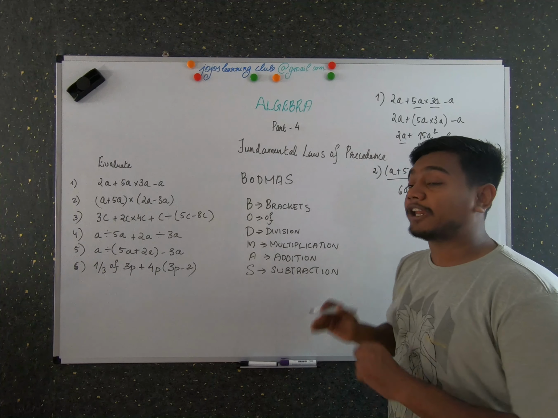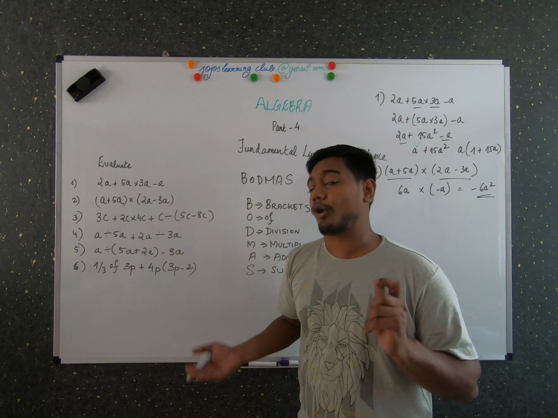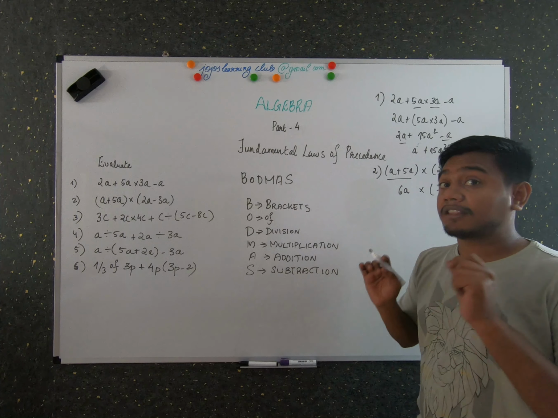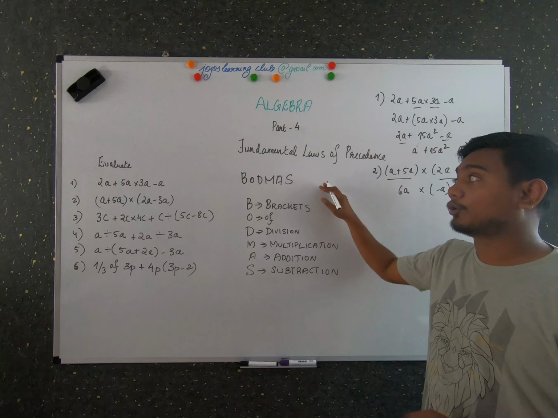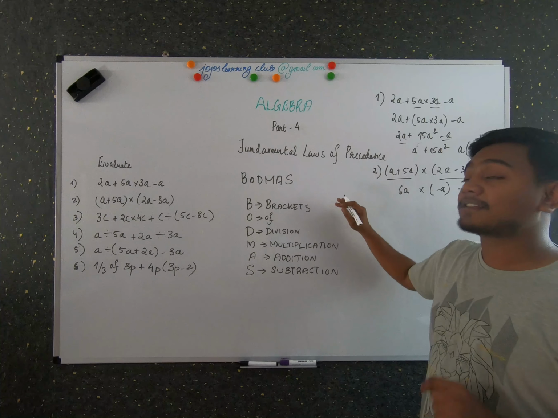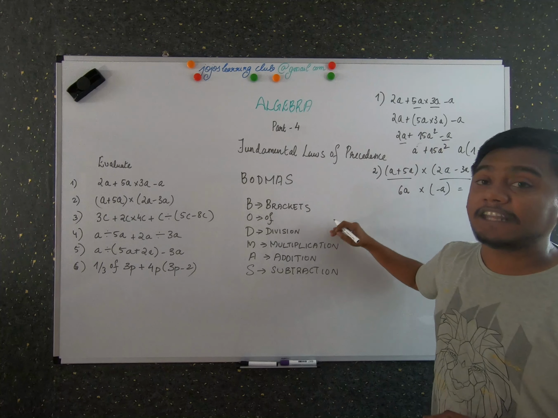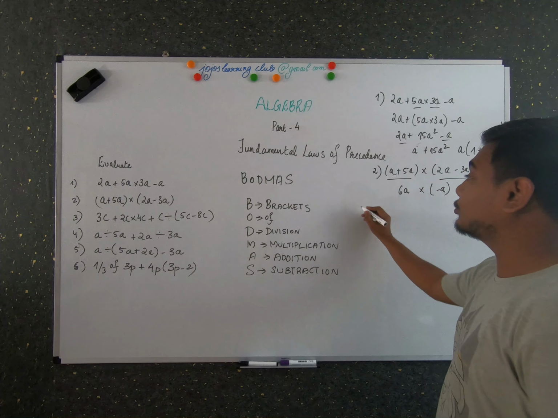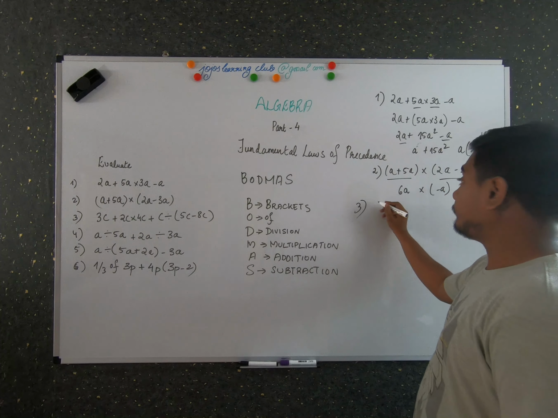If you follow any other method, then you may end up with a wrong result. So always when you do calculations using expressions, you have to be careful to use the law of precedence. That is, once again I would say, brackets, division, multiplication, addition and subtraction. And now let's do the third problem.